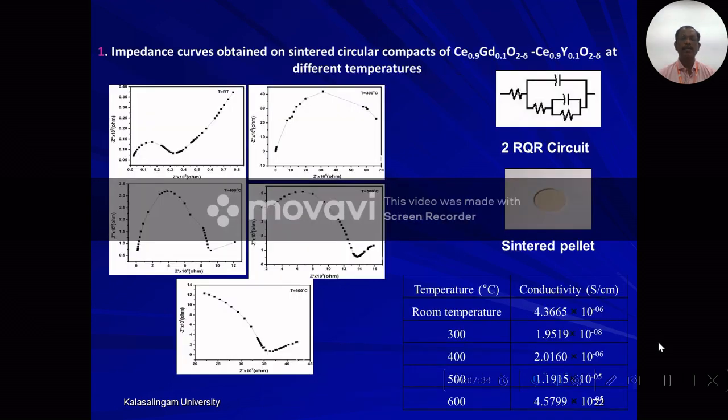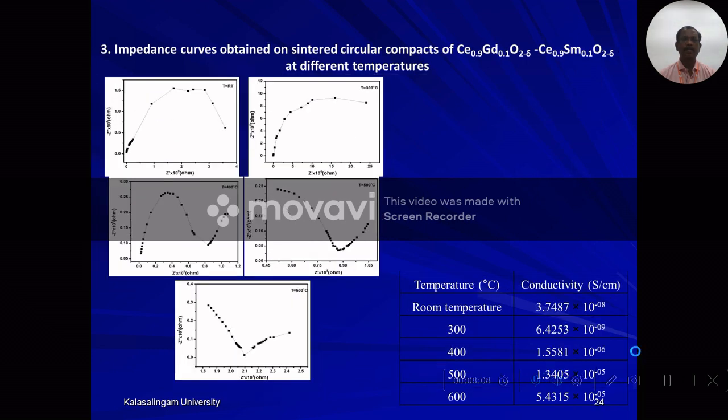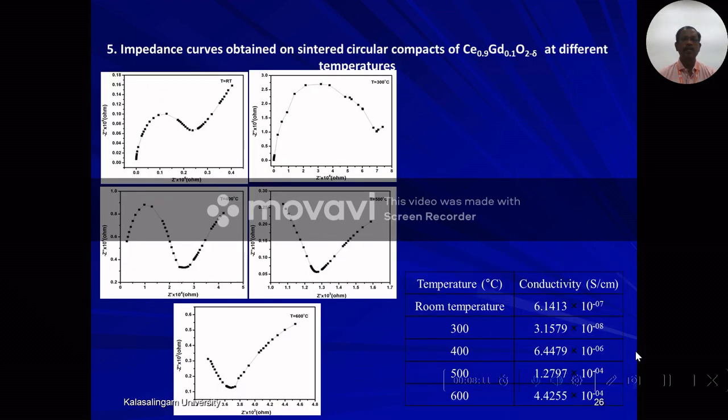The impedance curves obtained on sintered circular pellets of gadolinium doped ceria and yttrium doped ceria at different temperatures are shown in this particular slide. We measured the conductivity of the materials at around 300, 400, 500 and 600 centigrade. We have got the maximum conductivity for this material at 600 centigrade as 4.5799 into 10 to the power minus 5 Siemens per centimeter. Similar measurements were carried out for all the materials. The figures are shown in the slide.